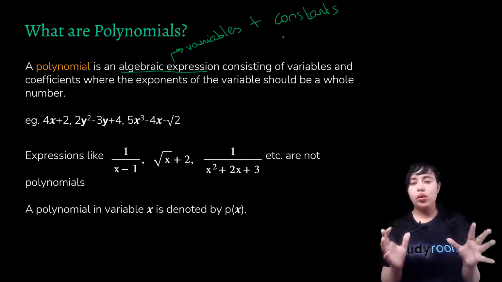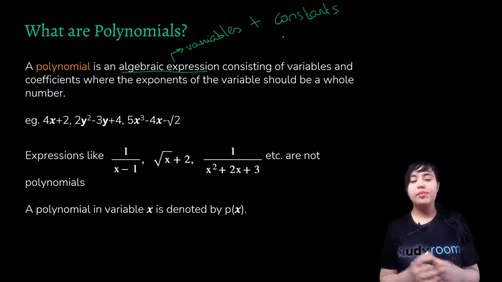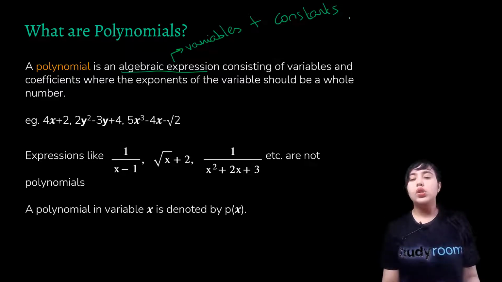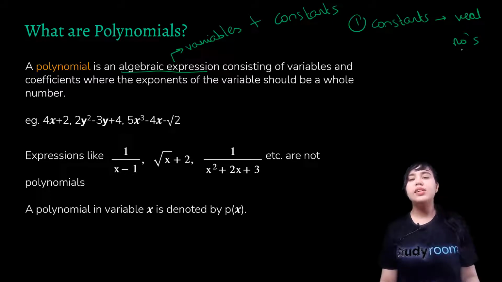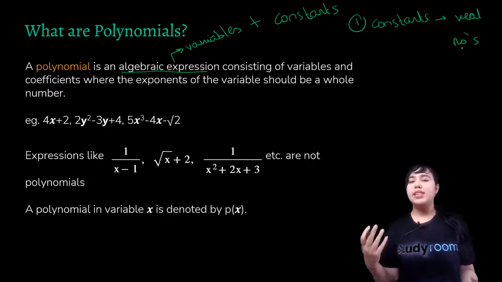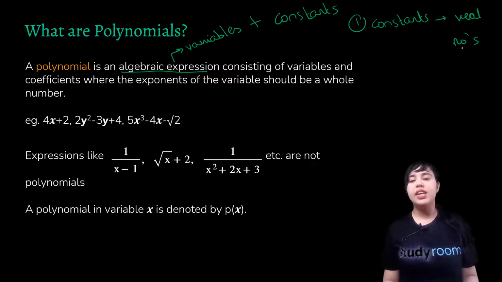Now very important points are here that you need to observe. Number one, these constants or coefficients that we're talking about, they should be real numbers. In chapter 1, we've already discussed what real numbers are. They are your natural numbers, integers, whole numbers, rational numbers and irrational numbers. So be very sure that all the constants involved in your expression are real numbers.